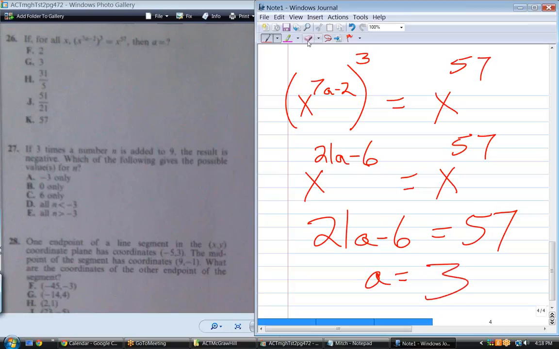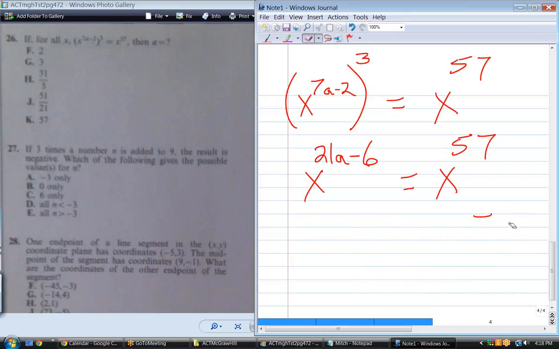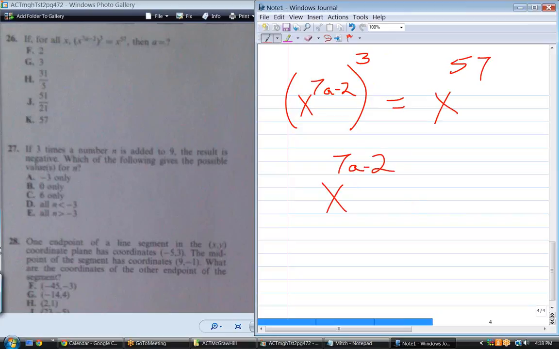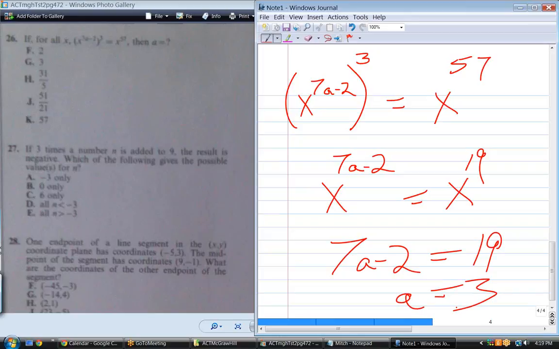Okay? Now, let's go back to your first idea. I don't know whether we should, but it was actually a very clever solution because you took the cube root of both sides, which left this on the left, and if you knew that the cube root of that was x to the 19th, which it is, now it makes the problem a little bit easier because now it's 7a minus 2 equals 19. You still get a equals 3. So it's a little bit of a clever situation, but that's not the way you want to do it. You always want to multiply those two together and then equate the exponents.